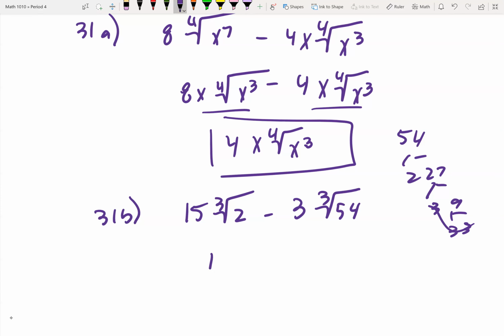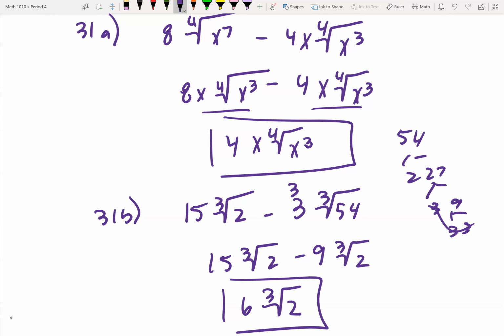I meant to highlight that. So it's going to come and join that 3 that was there. So I have 15 cube root of 2. 3 times 3 is a 9 cube root of 2. They're both going to be cube root of 2. 15 minus 9 is a 6.